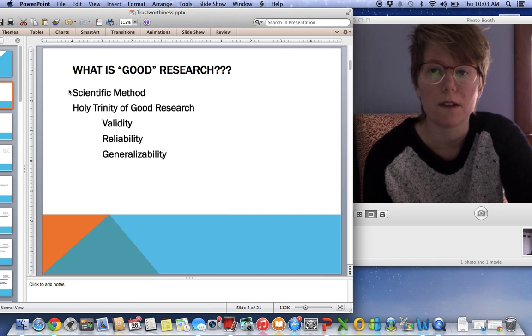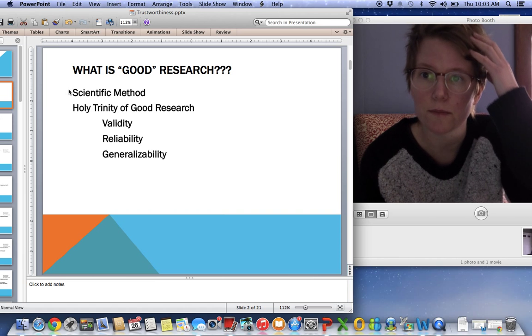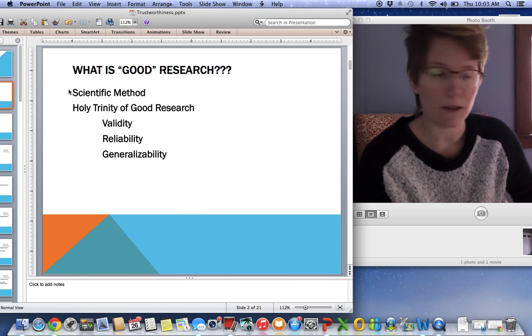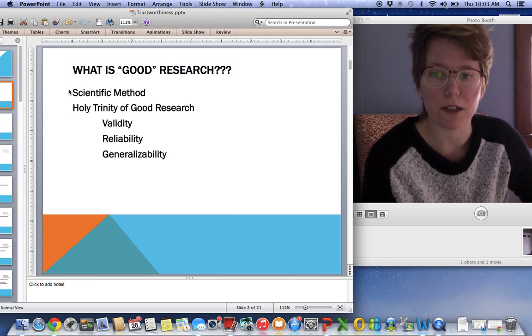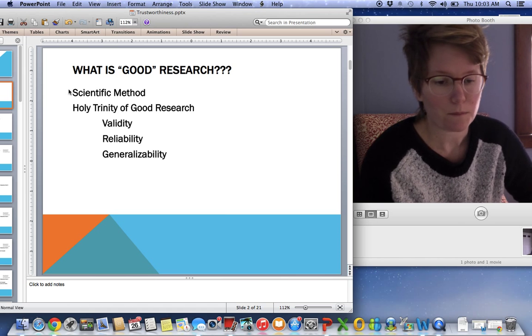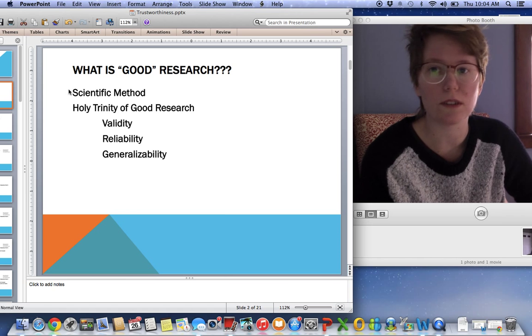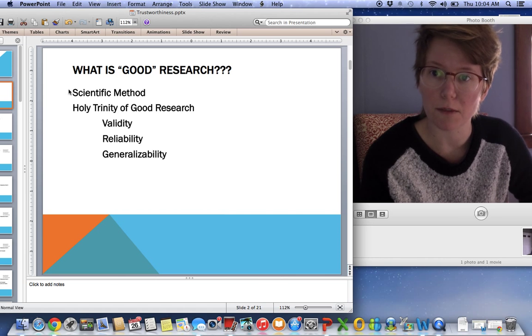working. Okay, so trustworthiness. The essential question of this week and really of this course is, what is good research? How can we judge it? Hays and Singh start off their chapter talking about the scientific method and basically the gold standard of research, which is randomized control trials, really the experimental method.